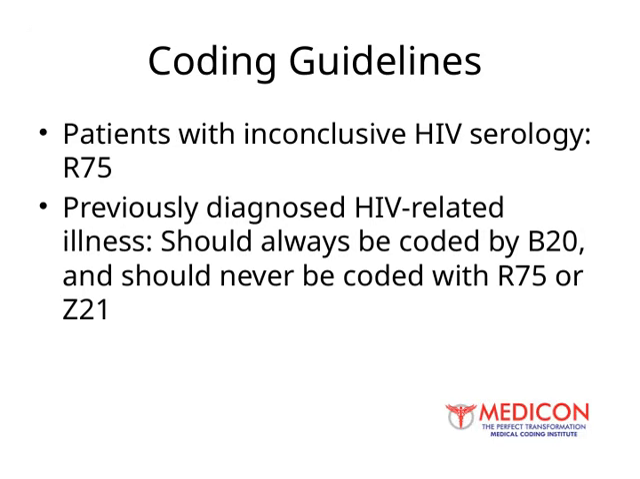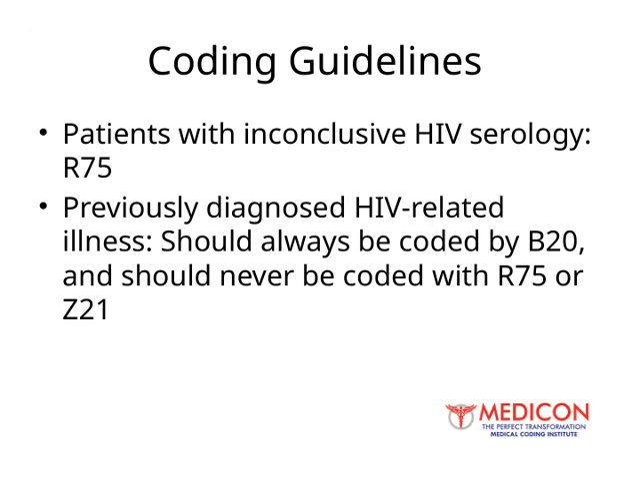Let's talk about some important coding guidelines for HIV. When a patient has inconclusive HIV serology, the correct code to use is R75. This indicates that the test results are not definitive. Now, if a patient has a previously diagnosed HIV-related illness, it's essential to code that with B20. This is the standard code for an established HIV infection.